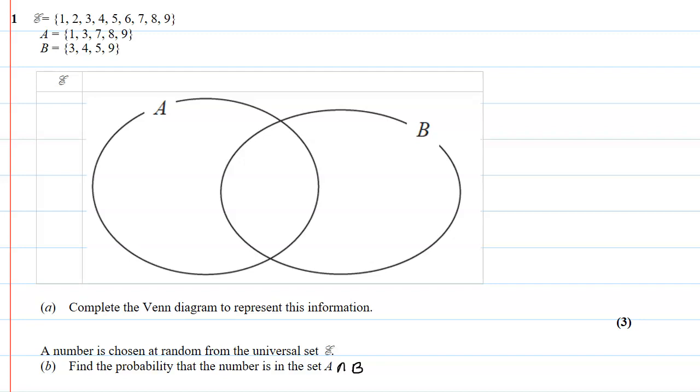In this question, set A is given 1, 3, 7, 8, 9 and set B is given 3, 4, 5, 9, and you need to complete the Venn diagram to represent this information. First of all, 3 and 9 are common, so let's write down 3 and 9 here in the intersection, and in A, 1, 7, 8 is left, so we can write down 1, 7 and 8. In B, besides 3 and 9, we write down 4 and 5. There are two numbers left, 2 and 6, that we can write down outside. So that is the Venn diagram we have completed.